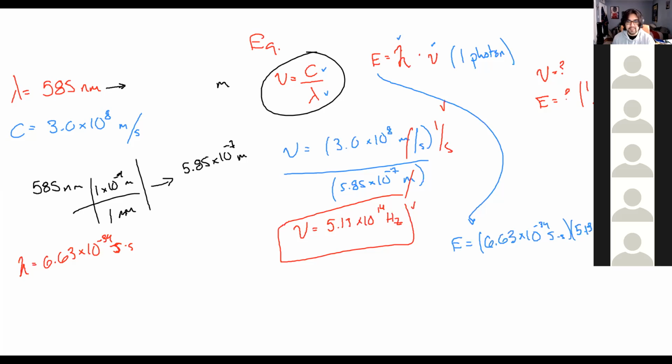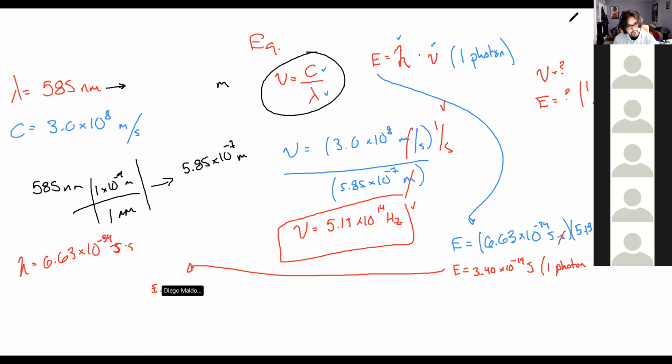So am I left with joules at the end once I perform my calculation? Yes, I'm left with joules only. So what energy do we get? I got 3.40 times 10 to the negative 19 joules. Okay, and you already said this is for 1 photon. So I'm going to rewrite it as 3.4 times 10 to the negative 19 joules per photon.